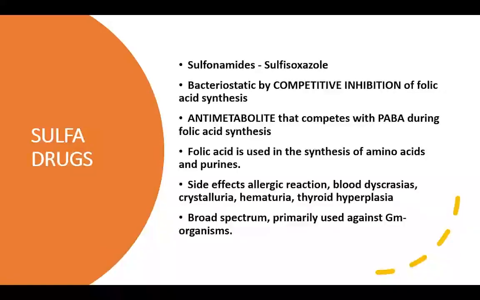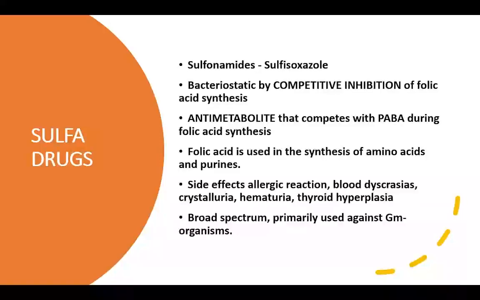Bacteriostatic, so it only inhibits the growth of bacteria, it slows it down. And the way it does this is through competitive inhibition of folic acid synthesis. So it's an antimetabolite, it competes with PABA during folic acid synthesis, and we need folic acid to make things like amino acids and purines.